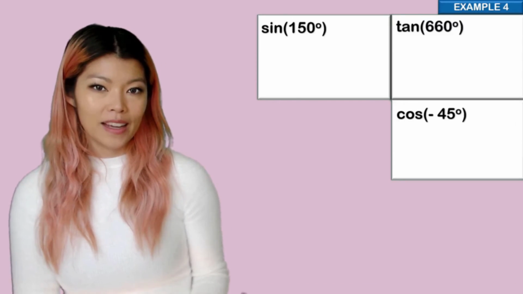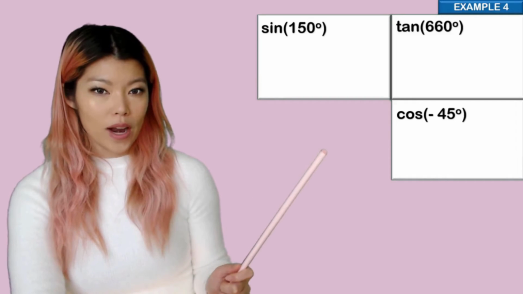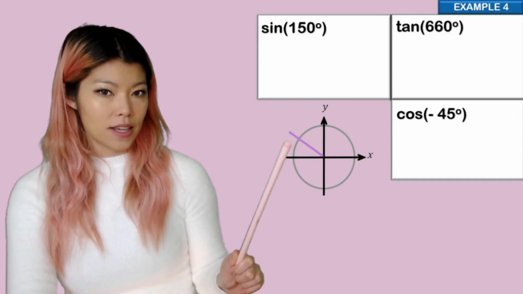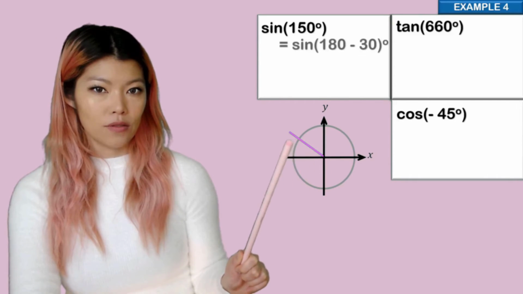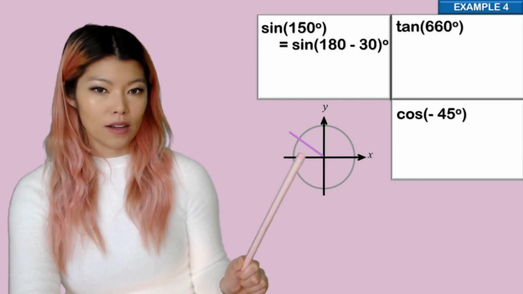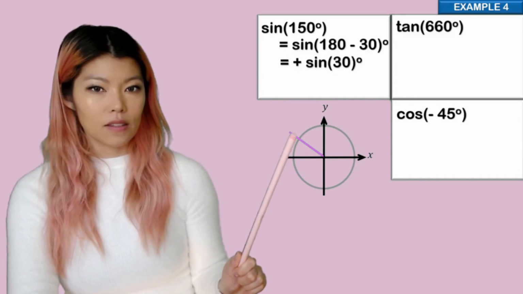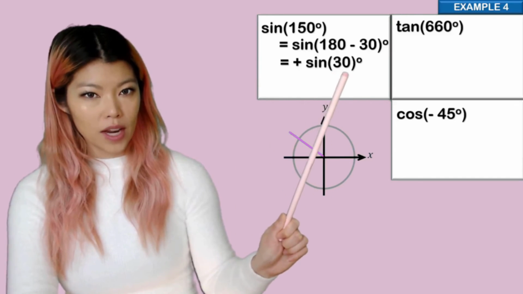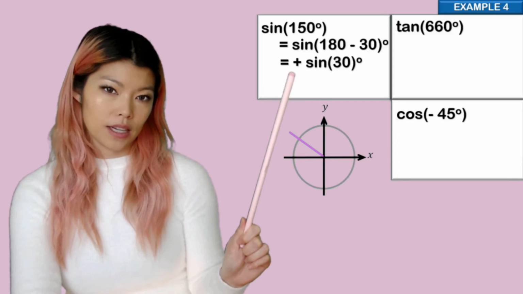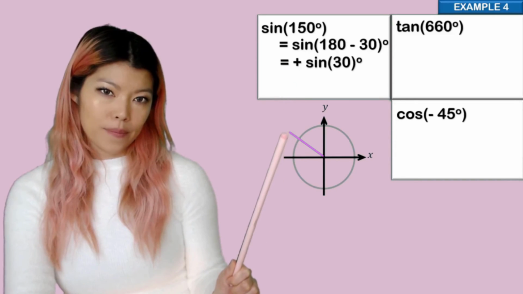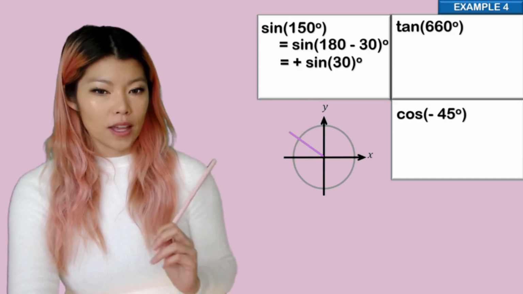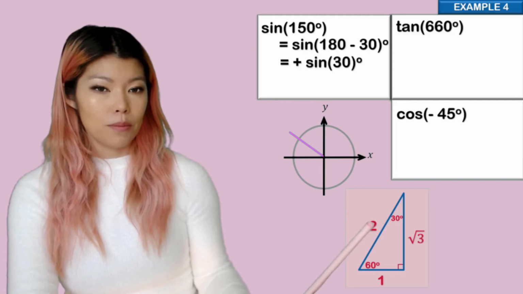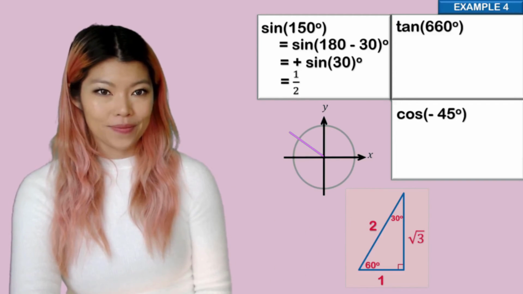Example 4. Let's have a look at sine 150. So where are we on the unit circle for sine 150? We are 180 minus 30, so the equivalent angle is 30. And AS, so sine is positive. So always think about where are we, find the equivalent angle, and state whether it's positive or negative in that quadrant. Sine is positive over there. Now sine 30, well, we know what sine 30 is. We're going to use one of our triangles, that one over there. Sine is opposite over hypotenuse, so a half.